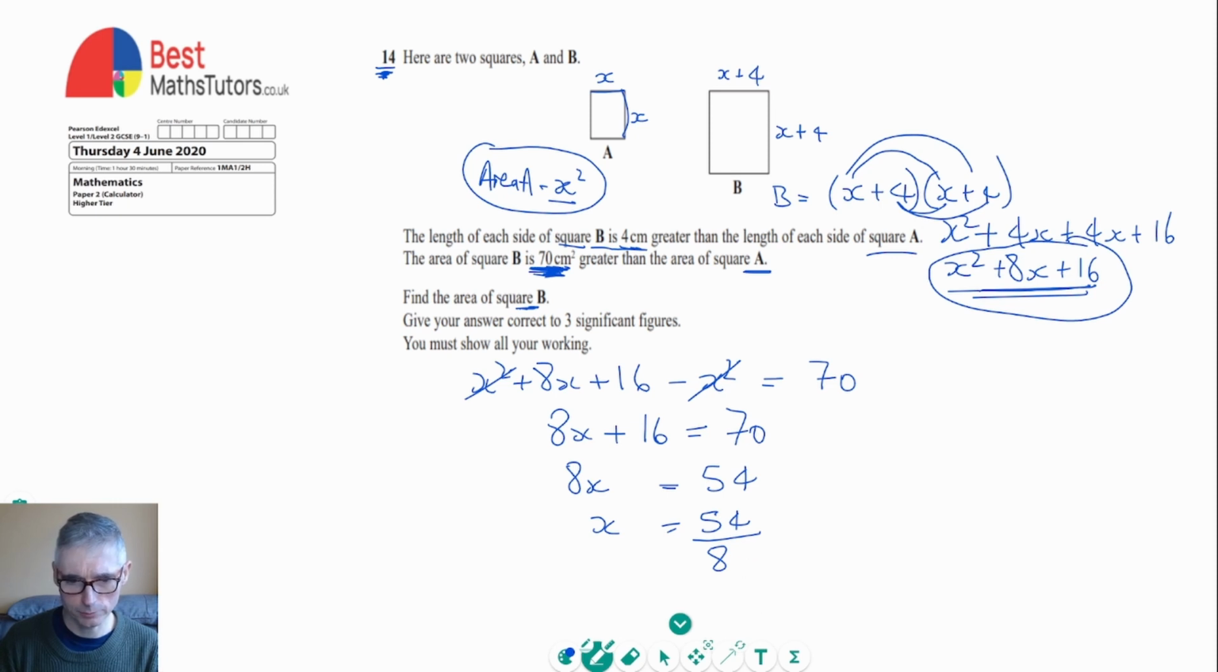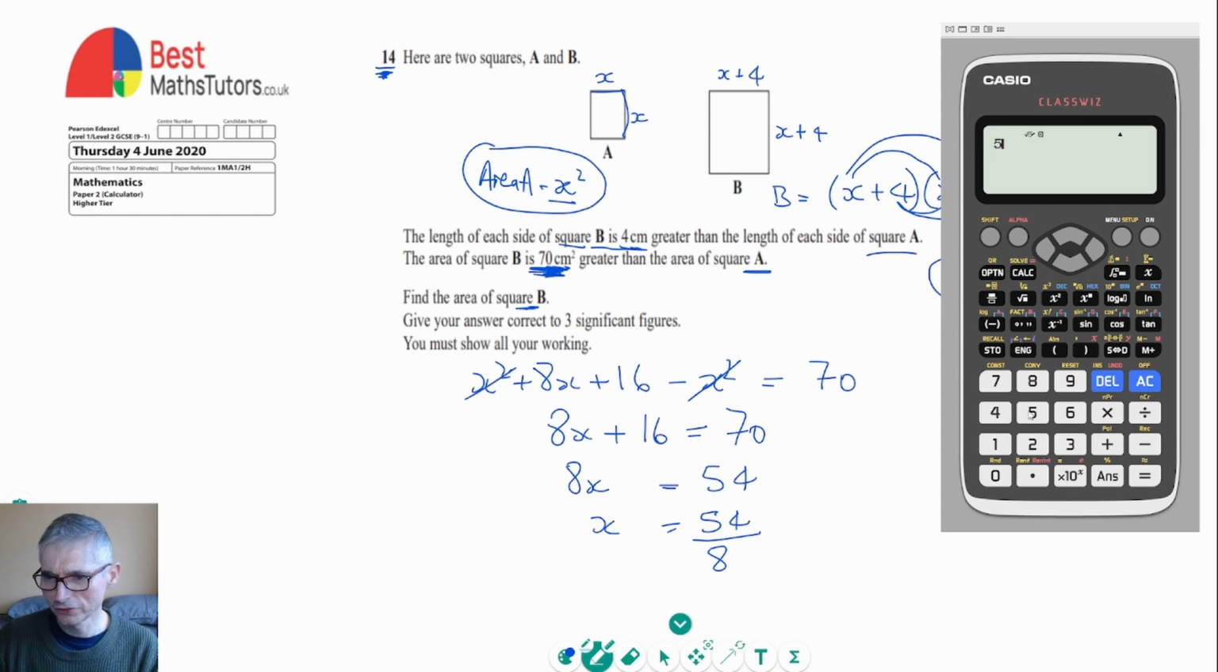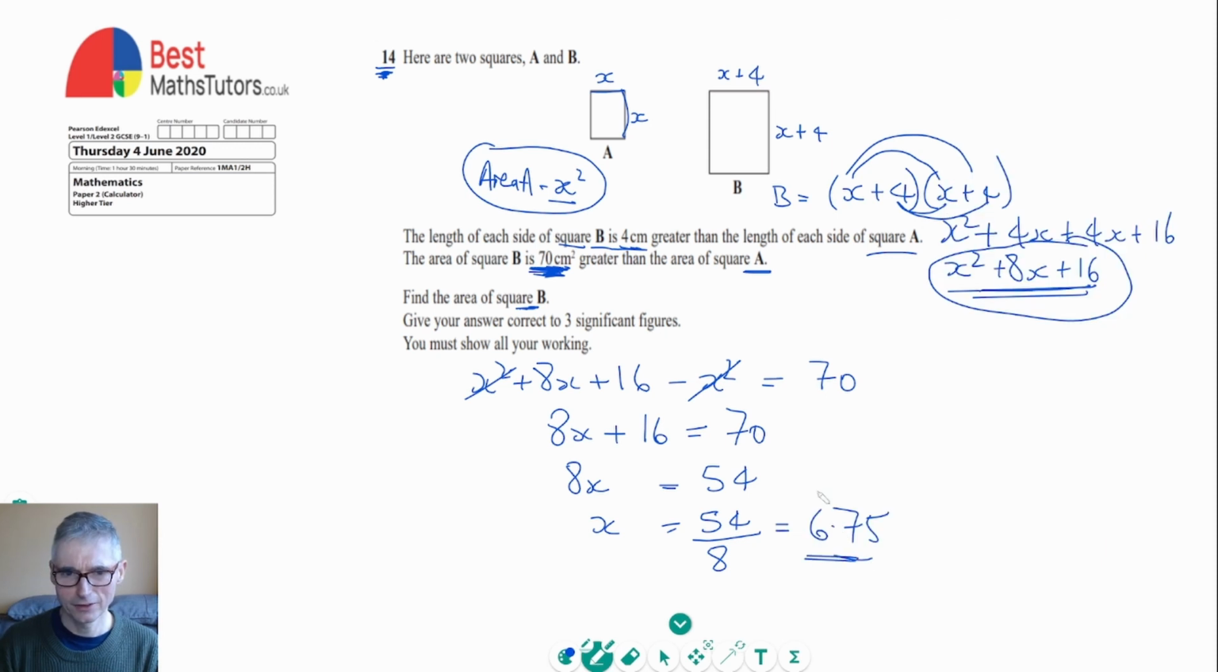And because we're on the calculator paper, I'm just going to do that on the calculator. So I've got 54 divided by 8. And we could easily have done this without calculator, but we might as well, because we're on the calculator paper, take no chances. So that's 6.75. And so what we've got there is we've got the side of our first one here, x there. So we know that our square A has got side of 6.75.